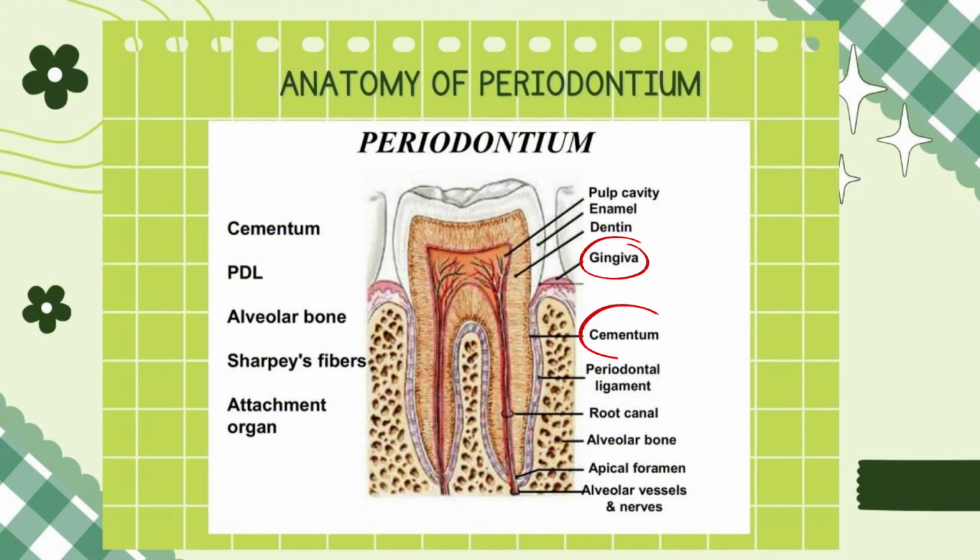Next is the cementum, which covers the root of the tooth. And after that, the periodontal ligament, which lies between the cementum and the alveolar bone and attaches the tooth to the bone. And last but not least is the alveolar bone, which forms the tooth socket and supports the tooth.